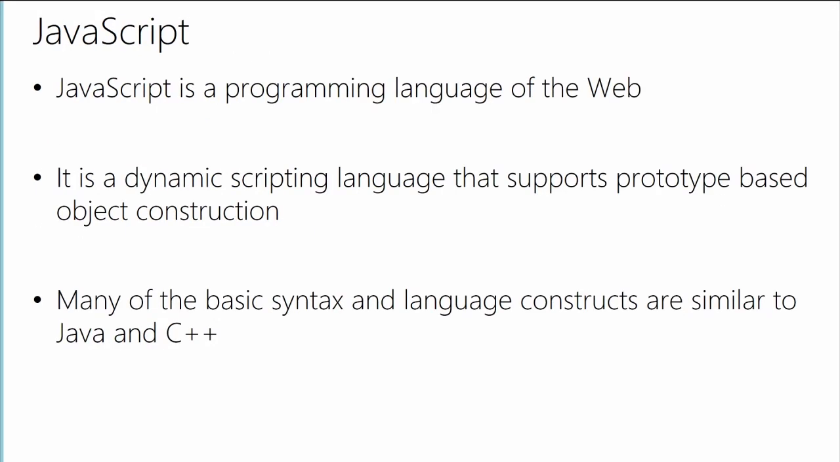As we all know, JavaScript is the programming language of the web. It is used a lot, definitely with HTML, and it is known to have a lot of the basic syntax and language constructs that are very similar to Java and C++. However, once you really delve into it, you'll notice there are a lot of differences in what you can and cannot do with JavaScript compared to Java and C++.